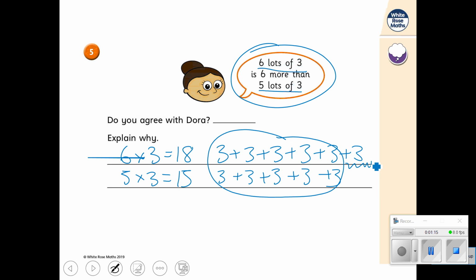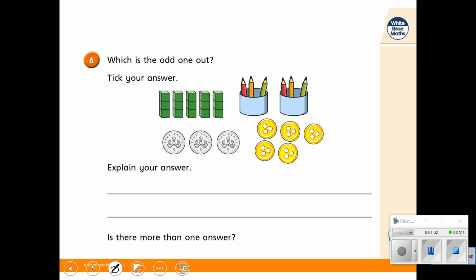So what would be 6 more than 5 lots of 3? That's right, 7 lots of 3. If I added another 3 here, which would make 7 times 3, then 7 times 3 is 6 more than 5 groups of 3. Okay, now we're going to move on, which is the odd one out.